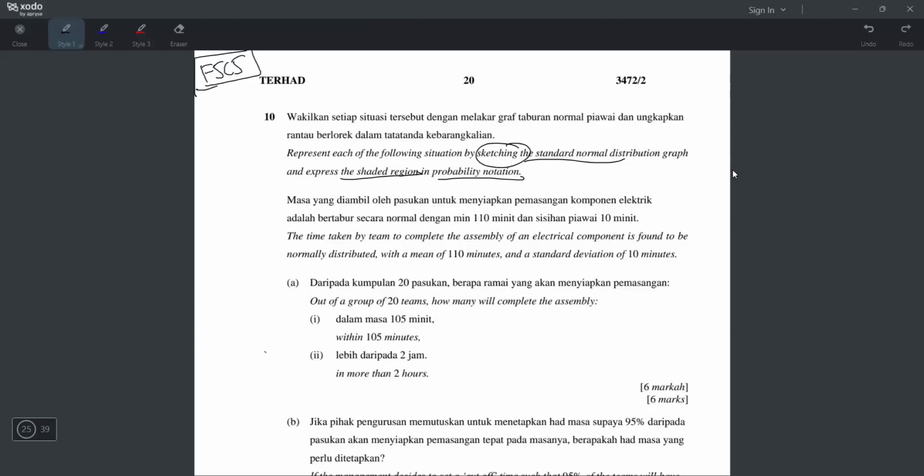Okay, so we already see the word normal, right? Yeah, we already see the word normal already. So this is a normal distribution question. It means later we have to use the Z punya jadual. Yeah, we have to use the Z value table, the jadual. Okay, let's read the soalan first.